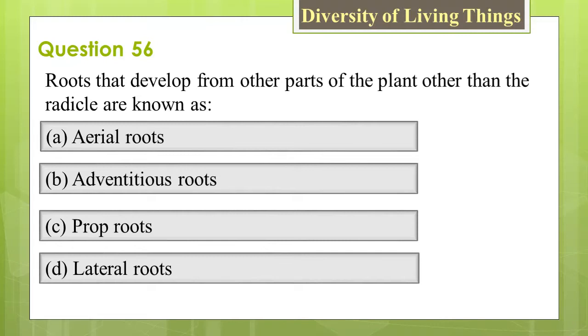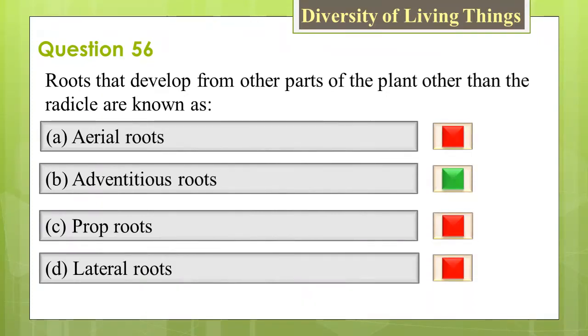Question 56. Roots that develop from other parts of the plant other than the radicle are known as A. Aerial roots. B. Adventitious roots. C. Prop roots. D. Lateral roots. Which of the following alternatives is the best alternative? The best alternative is B. Adventitious roots.